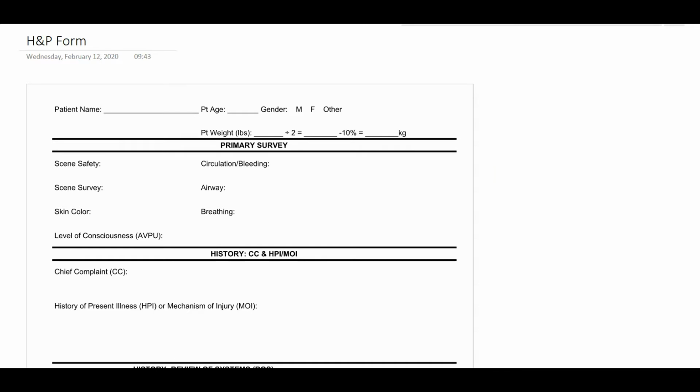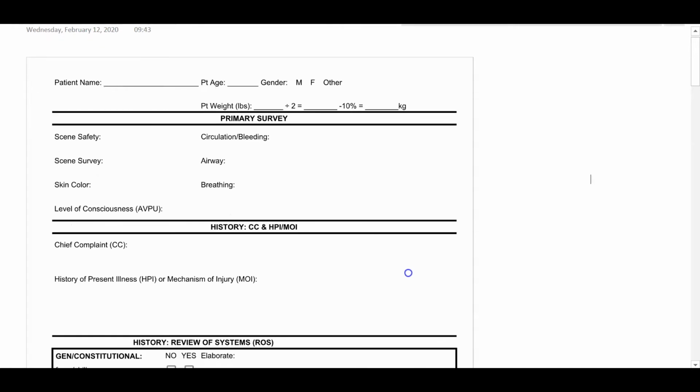So this is the history and physical form that I came up with. It's a compilation of a lot of different forms out there by different institutions across the nation, and I added some custom points to it. So basically, briefly, here it is. The first section is the primary survey, which is what we need to address in the first 30 seconds of a patient encounter in EMS.